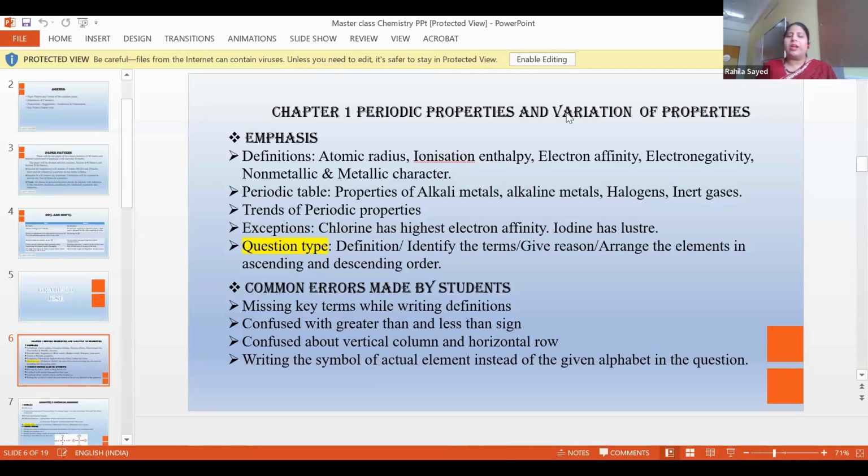You need to know the trends of the periodic properties also. Among the periods, you need to know the elements present in the first 3 periods of the periodic table. So my suggestion over here will be, learn the first 20 elements of the periodic table. You need to know the symbol, name, atomic numbers, atomic masses, and the electronic configuration of the first 20 elements of the periodic table.